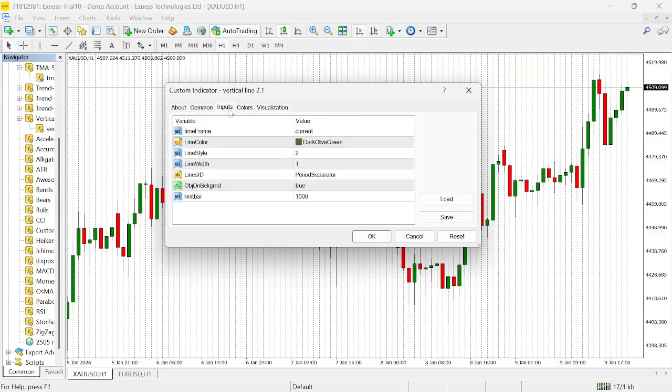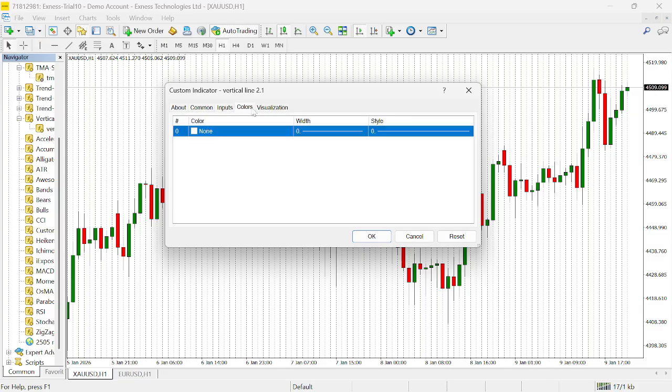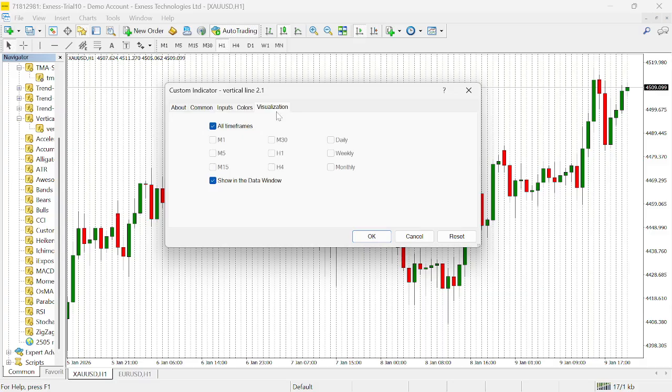Alright, the inputs, as you can see, we have time frame, line color, line style, line width, lines ID, and the rest of that. You can also set our preferred colors and preferred time frames as well.